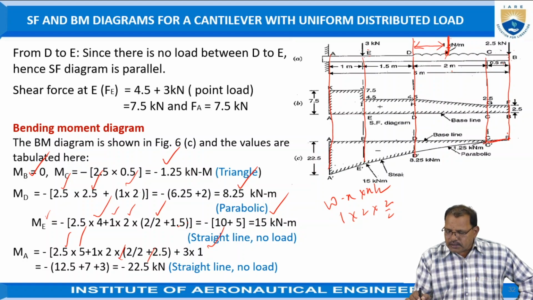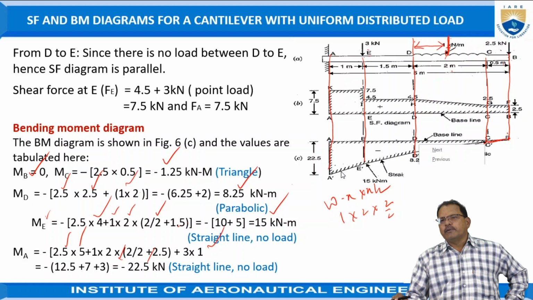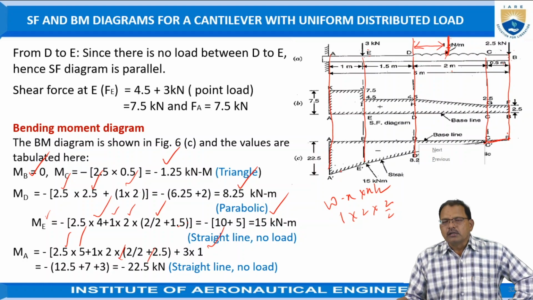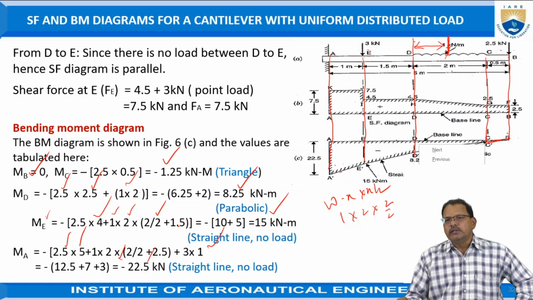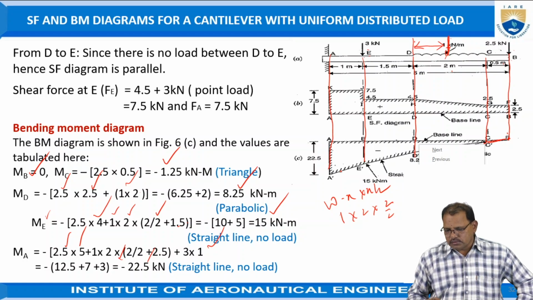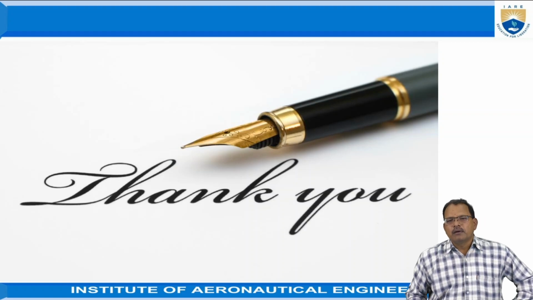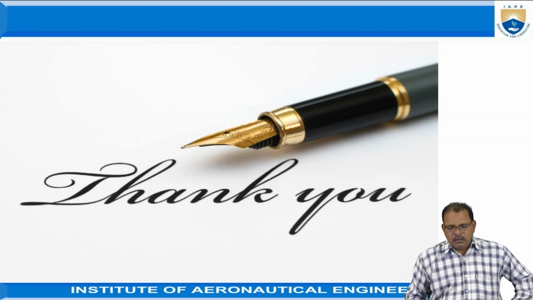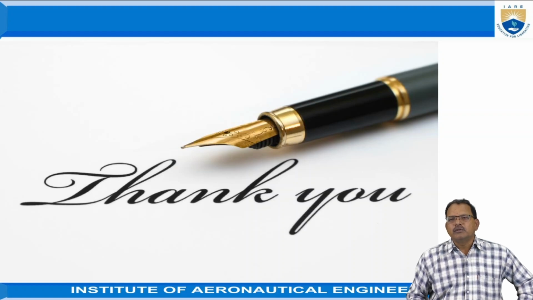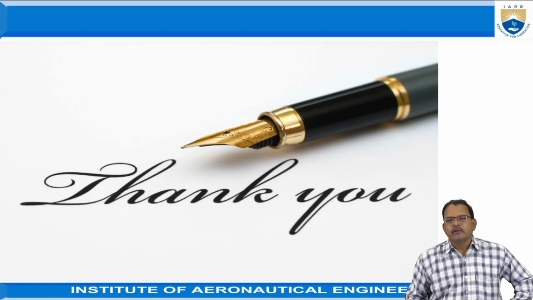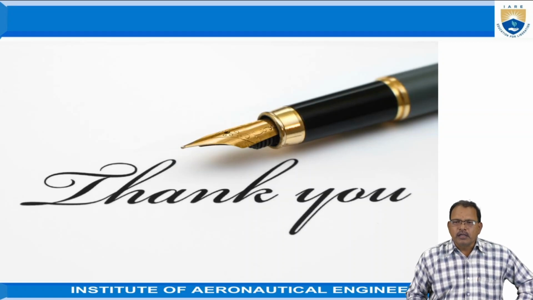So you have to represent the points D, E and A. Join these points, and for the uniformly distributed load region use a parabolic curve. These are the problems we have taken to explain the effect of uniformly distributed load, point load, and a combination of point loads as well as uniformly distributed load acting on a cantilever beam, and the shear force as well as bending moment created on the beam we calculated.